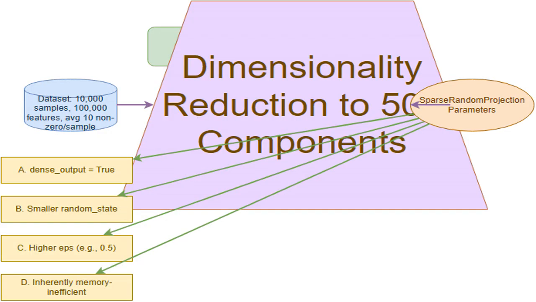The goal is to reduce the 100,000 features down to 500, simplifying the data without losing too much information. It's like taking a blurry photo and sharpening it, retaining the key details while removing unnecessary clutter. This is done using sparse random projection.